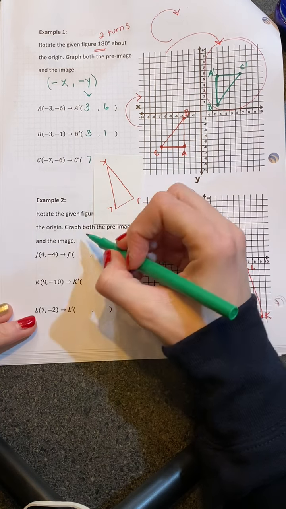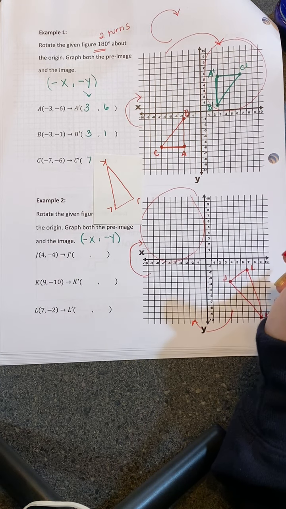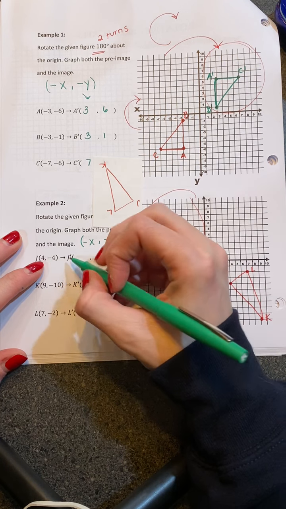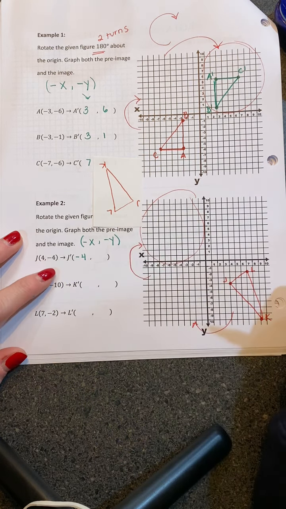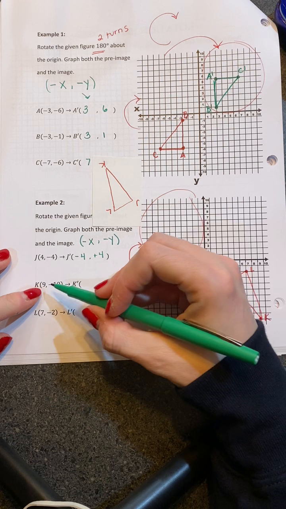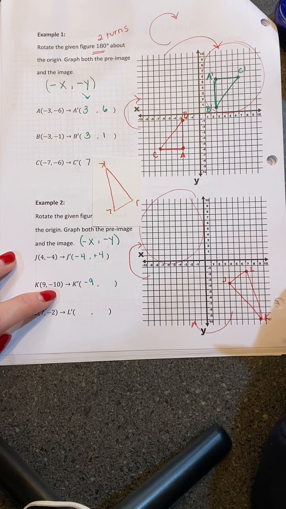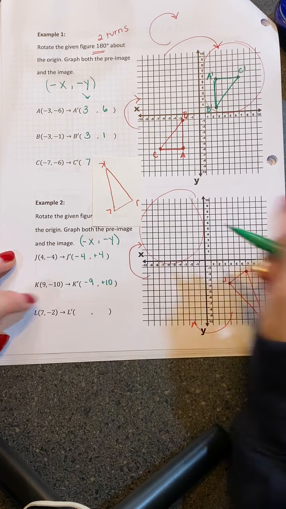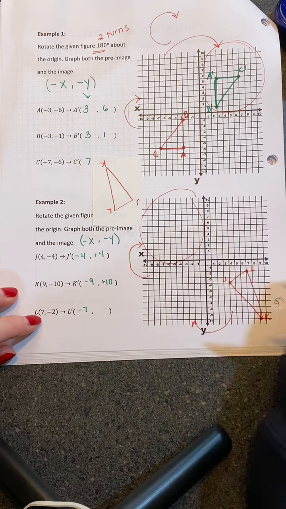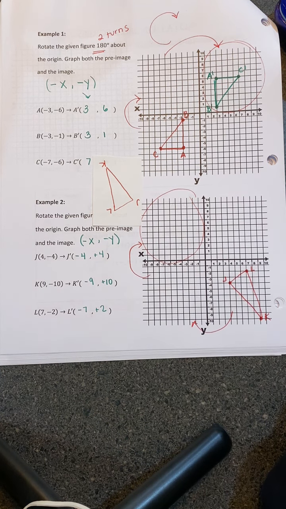Now remember our rule is we're going to negate the X and negate the Y. So that means we're changing the sign of the X and we're changing the sign of the Y. So instead of positive 4, this becomes a negative 4. Instead of a negative 4, it becomes a positive 4. Instead of a positive 9, this becomes a negative 9. Instead of a negative 10, it becomes a positive 10. Instead of a positive 7, this becomes a negative 7. Instead of a negative 2, it becomes a positive 2.